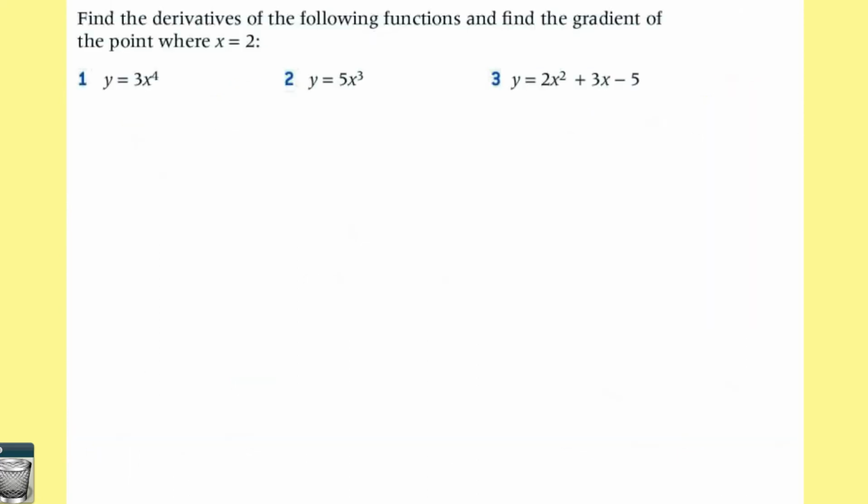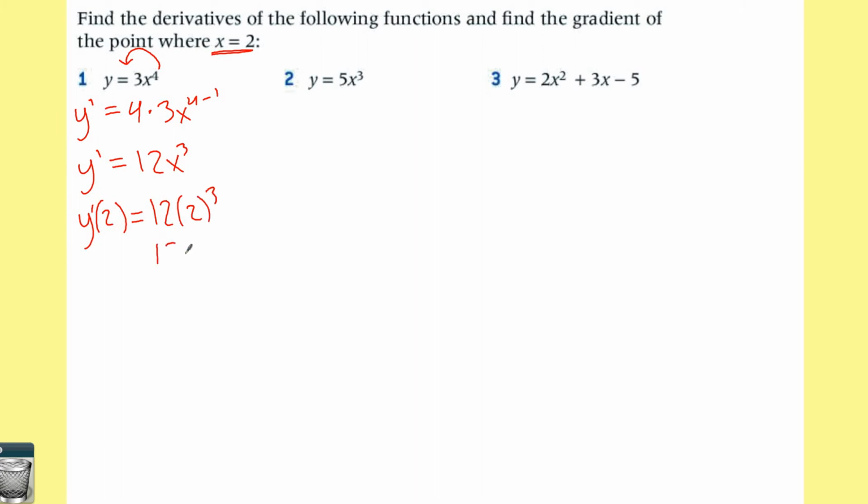So we want to find the derivative and the gradient where x is 2. Let's start with the derivative. We do the power rule. So the derivative of number 1: you take the exponent, put it out front, and you take 1 less than the exponent. So the derivative is 12x cubed, and we want to find it when x is 2.